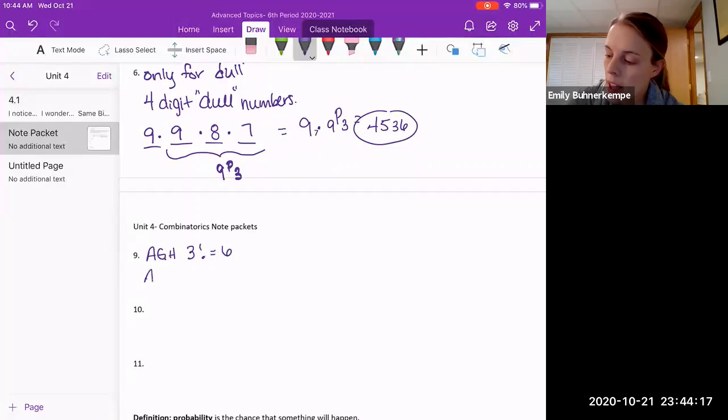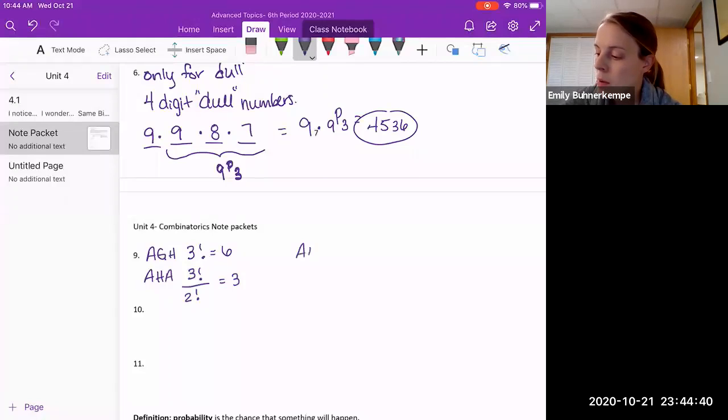B says AHA. Similar to before, you're going to do 3 total letters. The A's are repeated, so we have 2 A's in this problem. So 3 factorial is 6, 2 factorial is 2, so this is 3. There are 3 anagrams in question B.